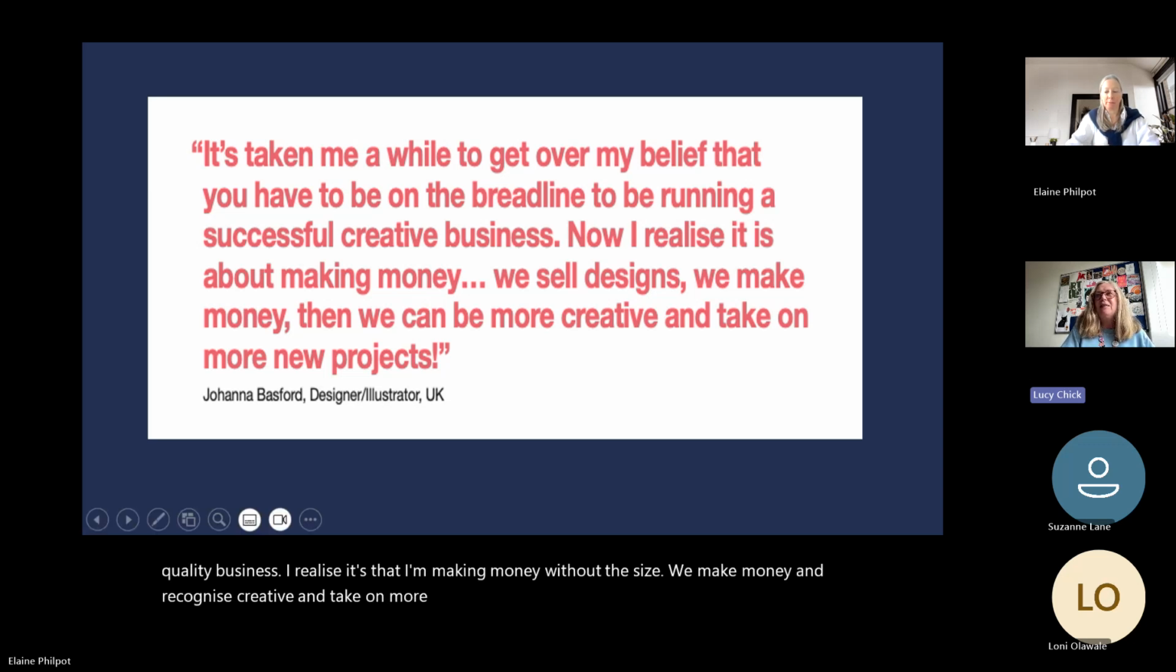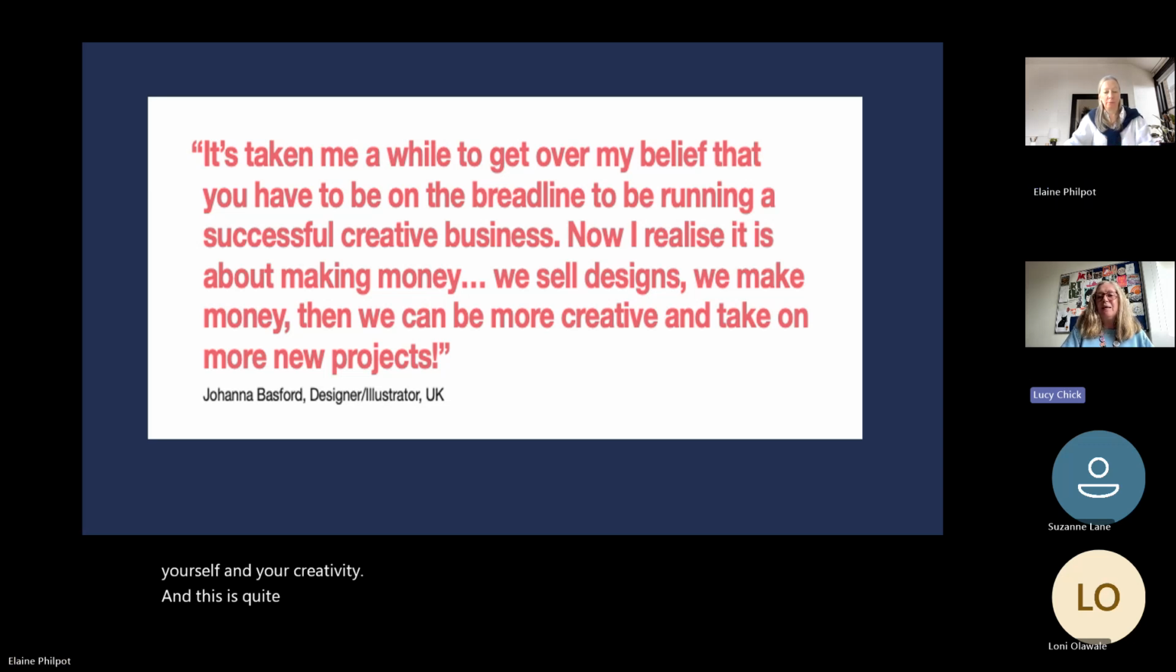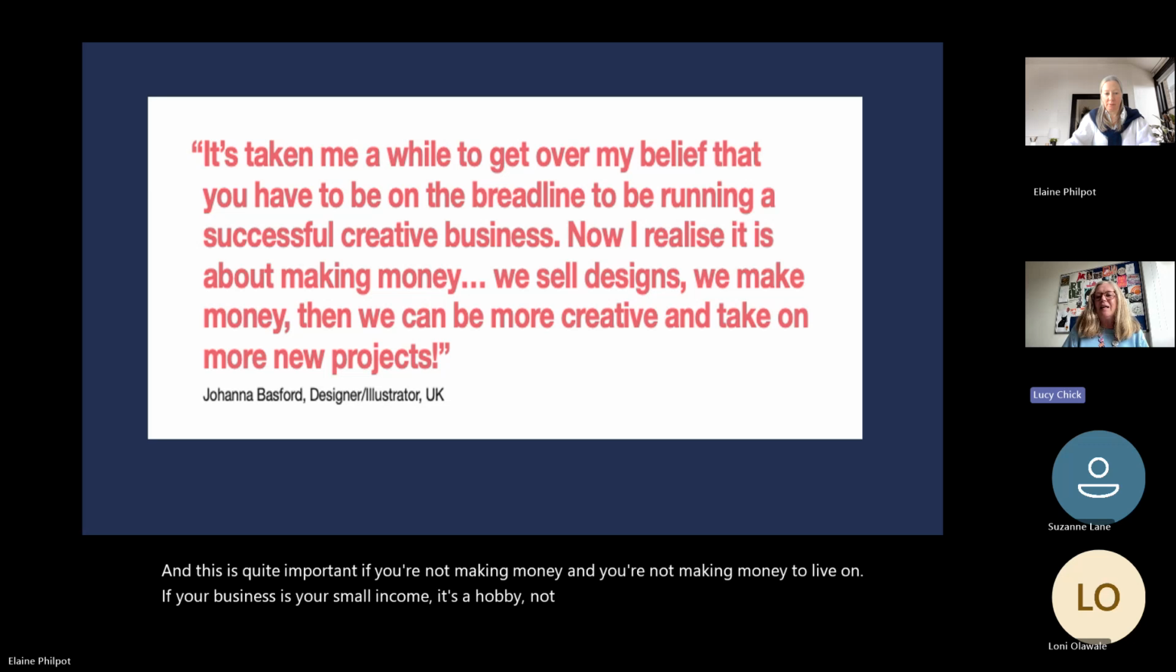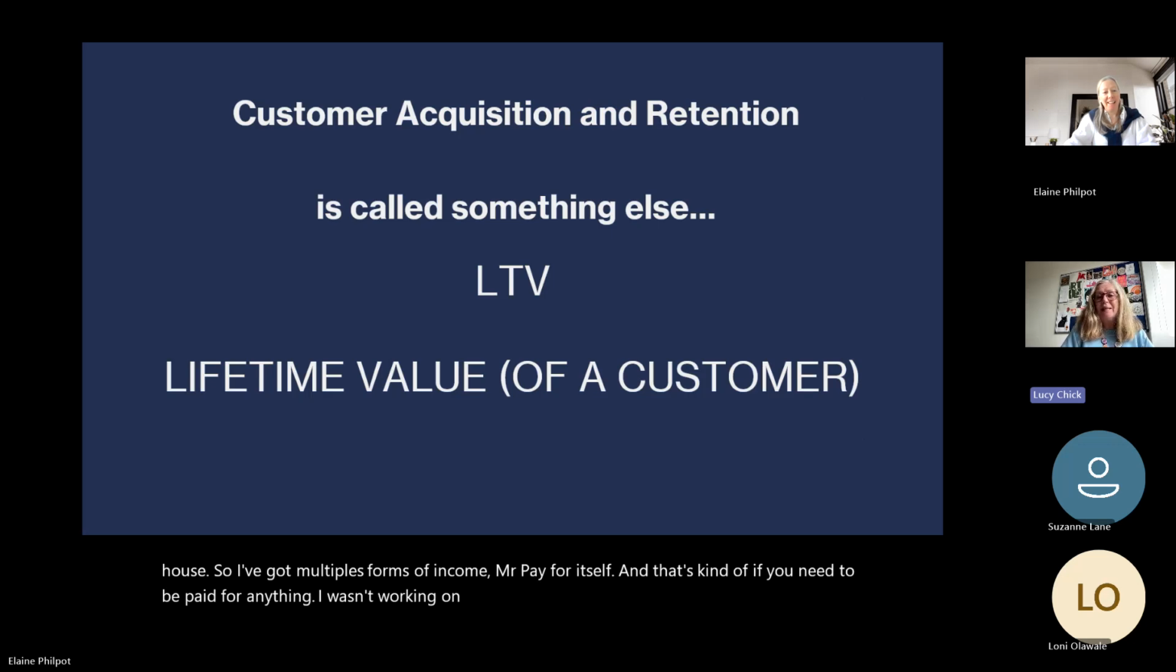There are a lot of different levels of things which impact pricing and selling your work, promoting your own work, and valuing yourself and your creativity. And this is quite important. If you're not making enough money to live on, and your business is your sole income, it's a hobby, not a business. So it's really important to remember this, to value what you're doing and realize it is about making money. Even if it's a side hustle and you've got multiple streams of income, it still needs to pay for itself, and you need to be paid for the hours that you're working on it. So Elaine's going to talk about this now.